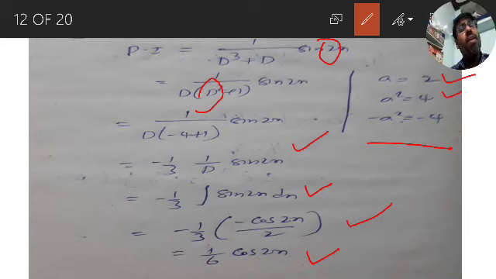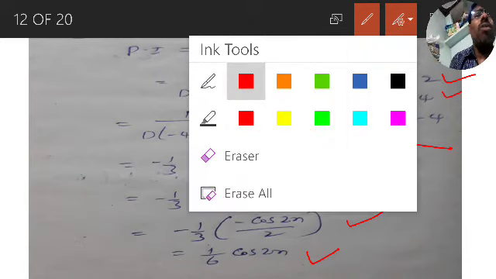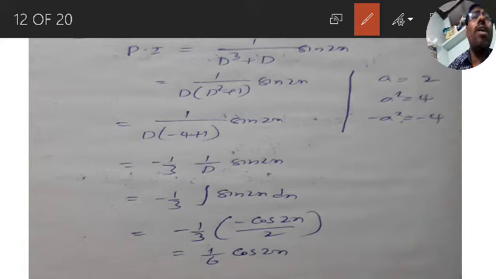We are able to find yc. Now we are able to find yp. The general solution is yc plus yp. Now what is the thing we got in finding the particular integral? You see the denominator, we are having d cube and d term.